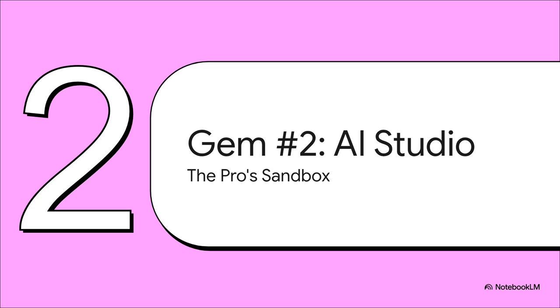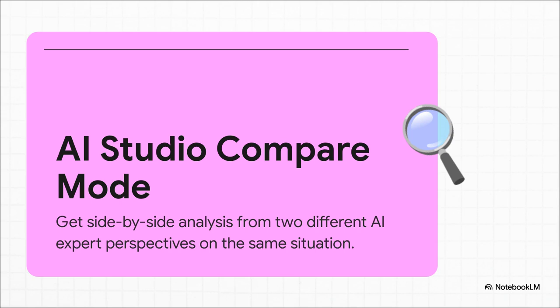You should really think of this as kind of like a secret workshop, a sandbox just for power users. It's running on the same powerful engine, but it's got this whole suite of professional-grade controls that most people just never find. Now, one of the coolest tools in this workshop is something called Compare Mode. It essentially lets you put two completely different AI experts in a room at the same time, give them the same problem, and have them analyze it from totally different angles.